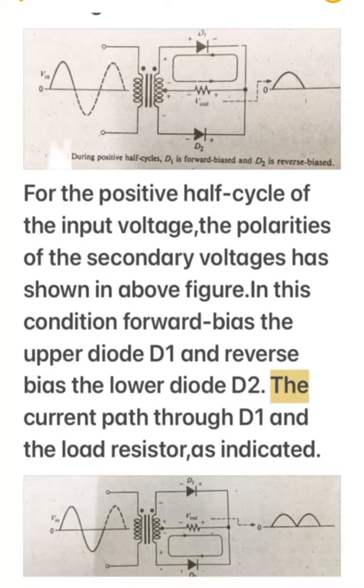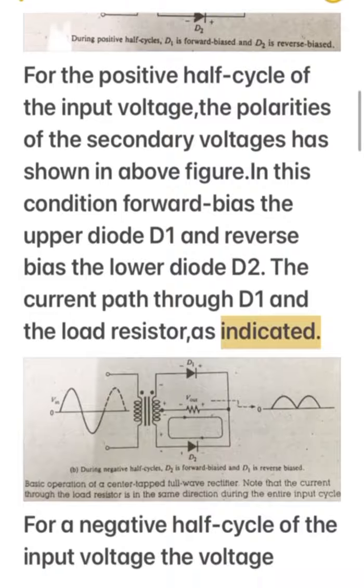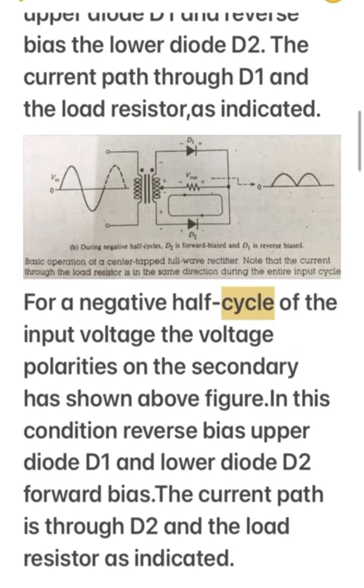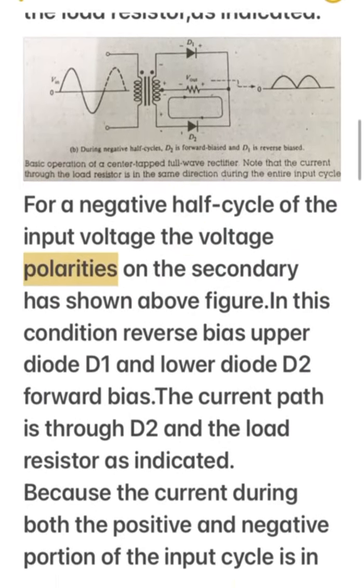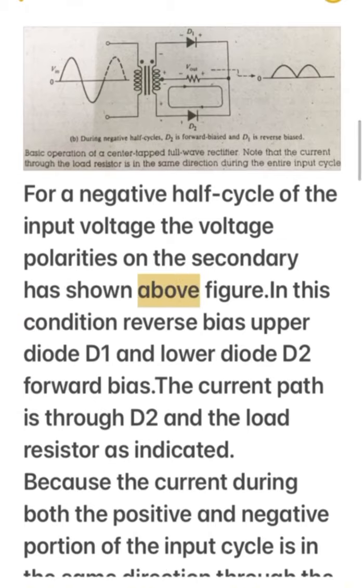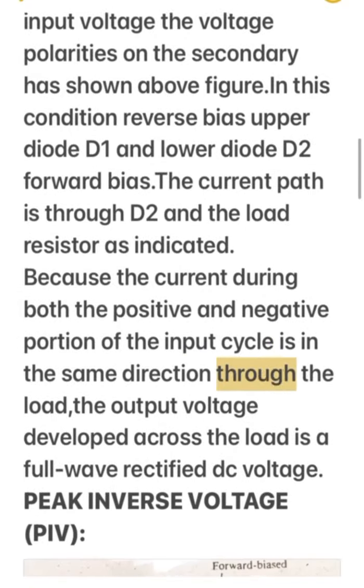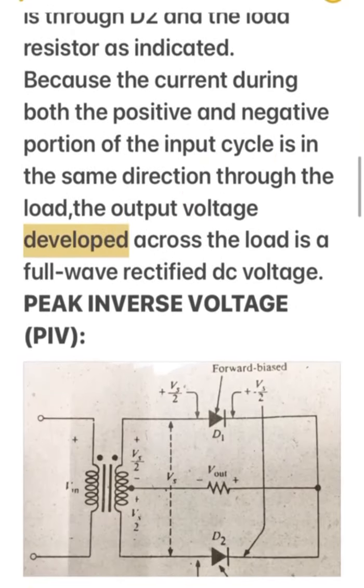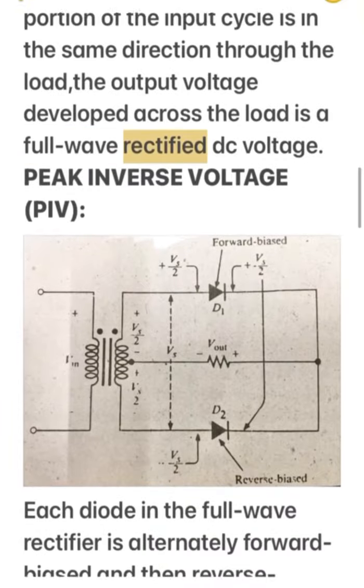The current path is through D1 and the load resistor, as indicated. For a negative half cycle of the input voltage, the voltage polarities on the secondary are as shown in the above figure. In this condition, upper diode D1 is reverse biased and lower diode D2 is forward biased. The current path is through D2 and the load resistor, as indicated. Because the current during both the positive and negative portions of the input cycle is in the same direction through the load, the output voltage developed across the load is a full-wave rectified DC voltage.